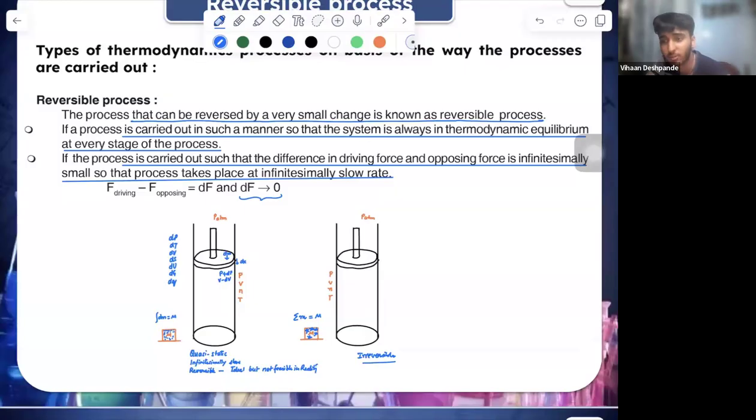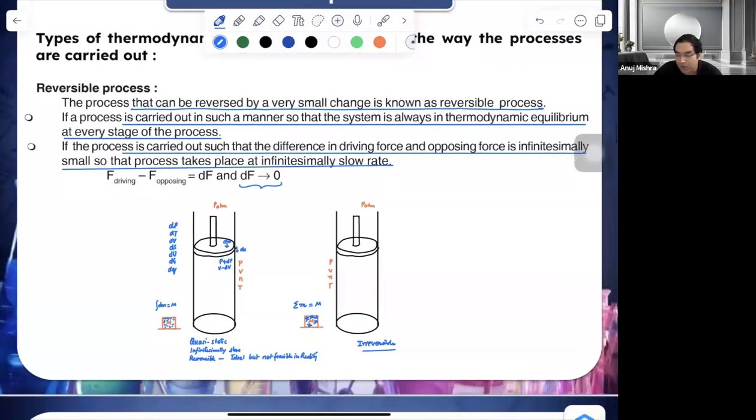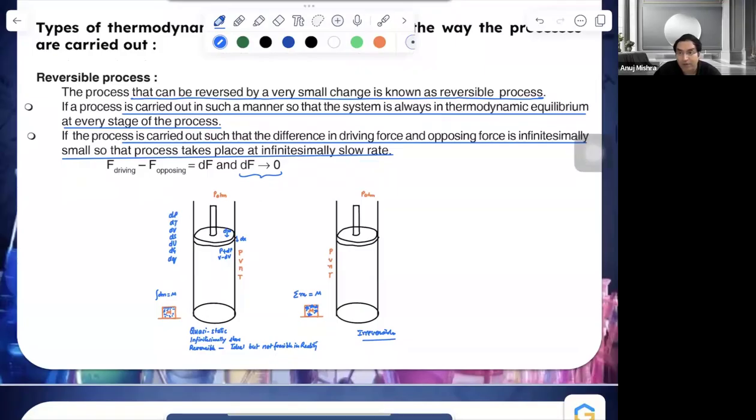So I think I have this noted down. Okay. Any doubt in this part? Any issues you can please ask. Now look at irreversible. Can I go to irreversible now? Yeah.